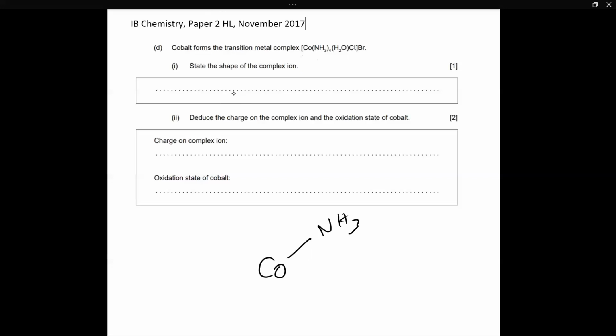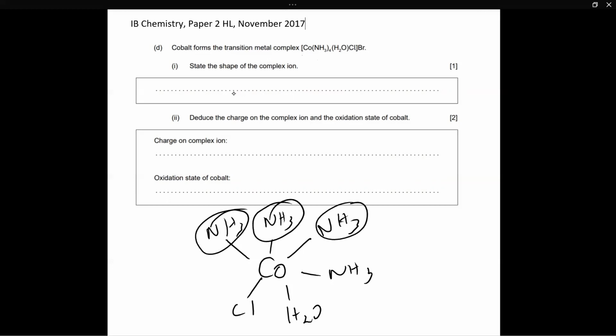Now, I'm just going to draw out the complex metal because it will make it easier for us to really see what's going on. So let's draw it. We can see that there are 4 NH3s. And we have 1 H2O. And we have 1 chlorine. And as you can see, how many molecules or atoms or ions are attached to cobalt? There are 1, 2, 3, 4, 5, 6.